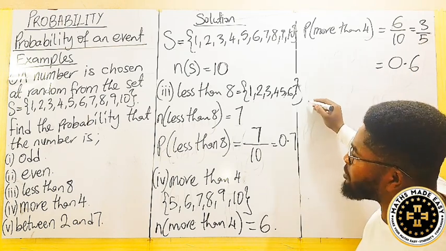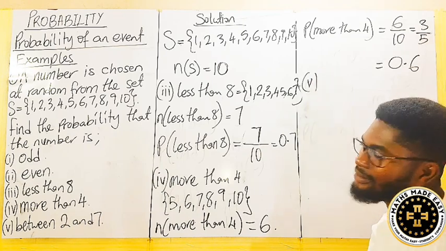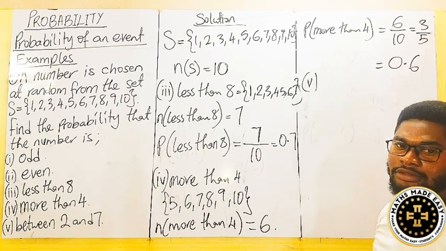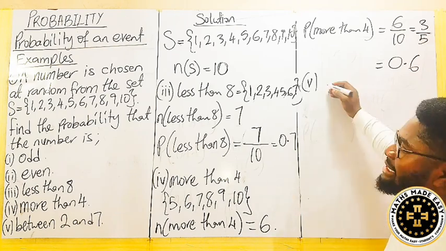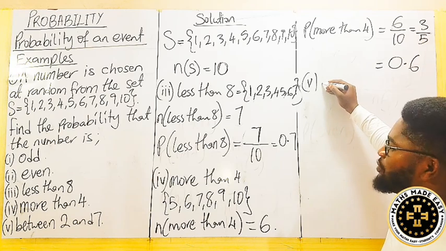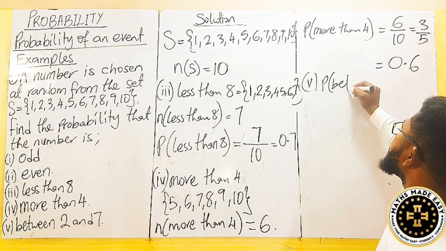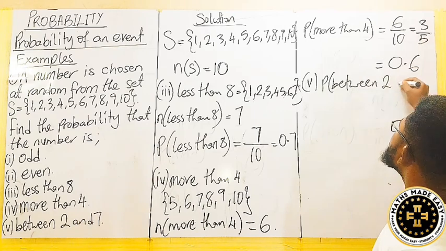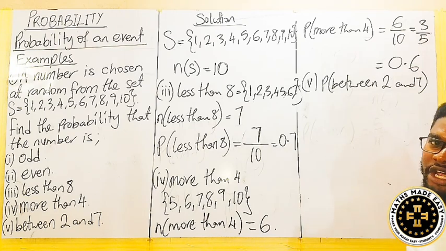Now let's take the last one. Try the last one for me. Pause the video and try the last one. Okay, so let's see the answer you get. It's between 2 and 7, so P of between 2 and 7. Try and see whether you get the answer. Pause the video and try that one.